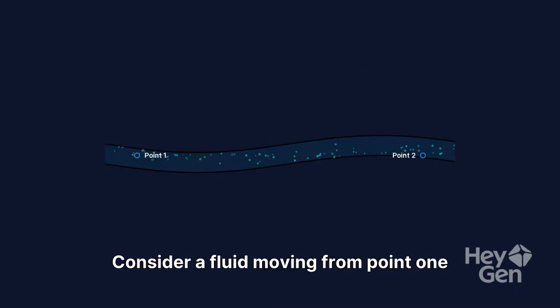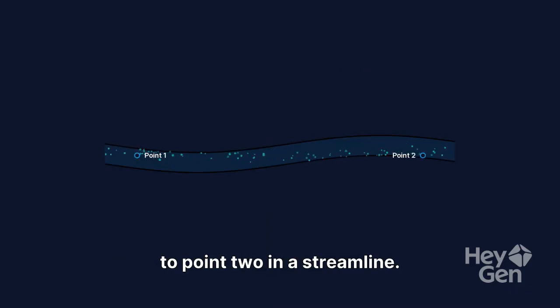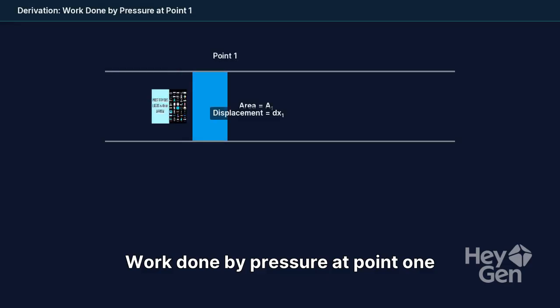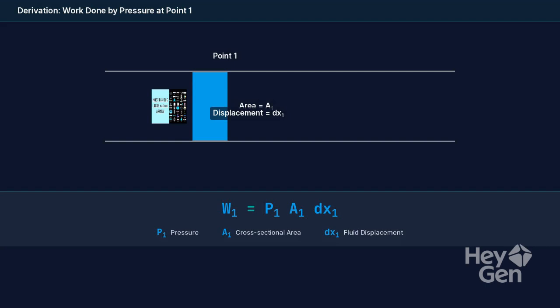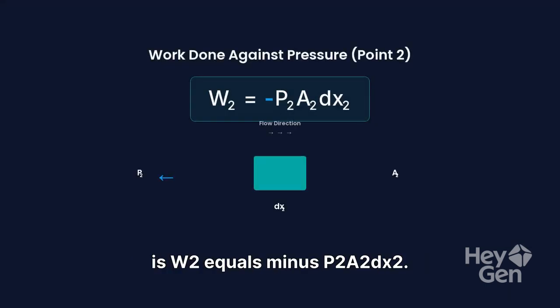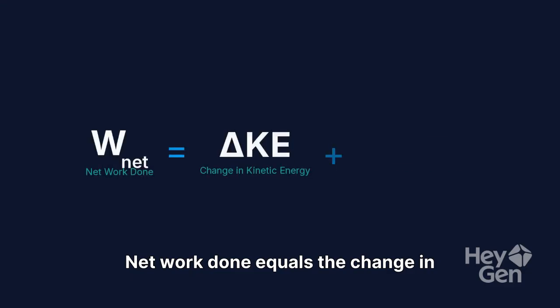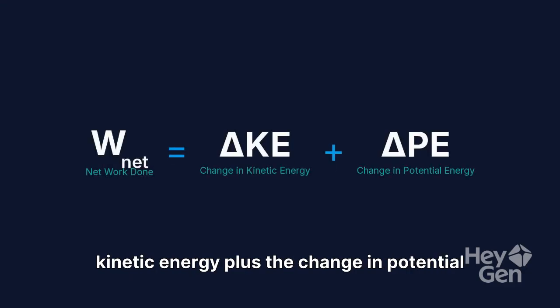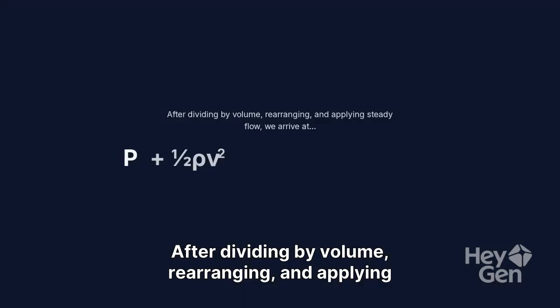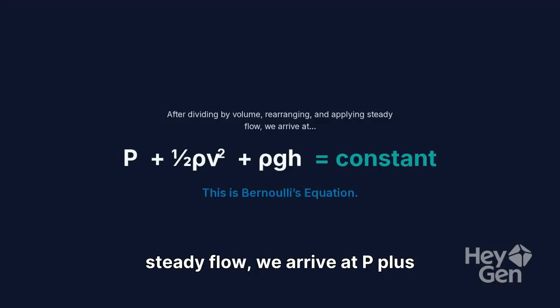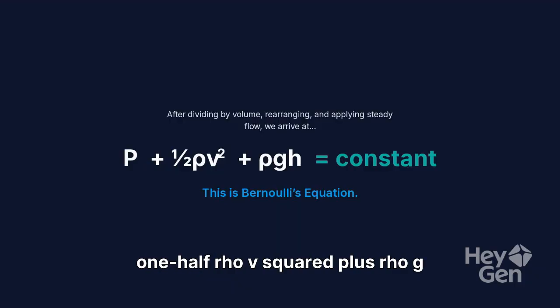Consider a fluid moving from point 1 to point 2 in a streamline. Work done by pressure at point 1 is given by W1 equals P1 A1 dx1. Work done against pressure at point 2 is W2 equals minus P2 A2 dx2. Net work done equals the change in kinetic energy plus the change in potential energy. After dividing by volume, rearranging, and applying steady flow, we arrive at P plus 1/2 rho V squared plus rho g h equals constant. This is Bernoulli's equation.